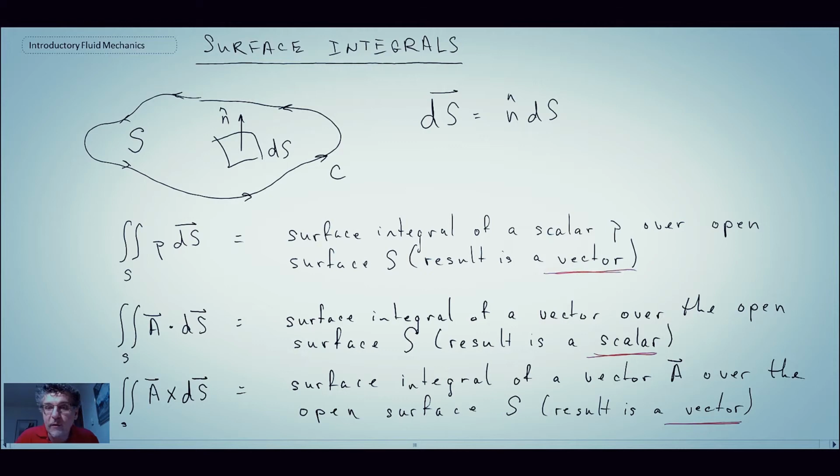Now, if it turns out that we have a closed surface, so what would be a closed surface? Maybe you're integrating across all of the surfaces of a cube, for example. And if you wanted to integrate over all of those surfaces, that would be the case where we have what we call a closed surface integral. So let's take a look at that.